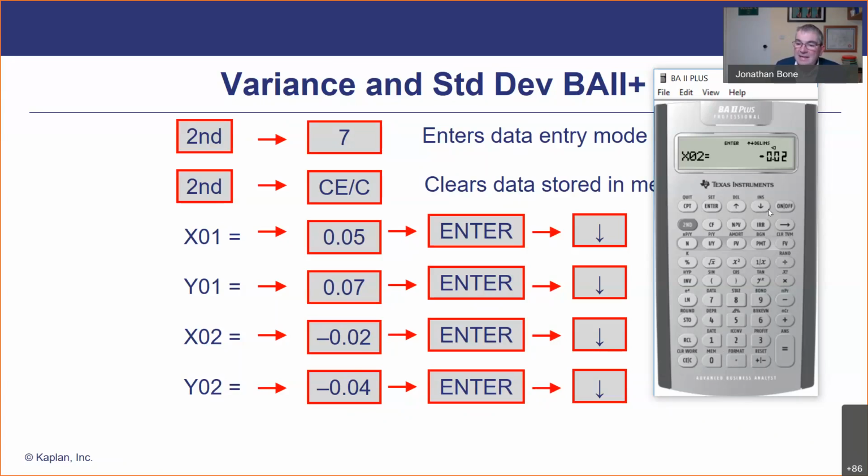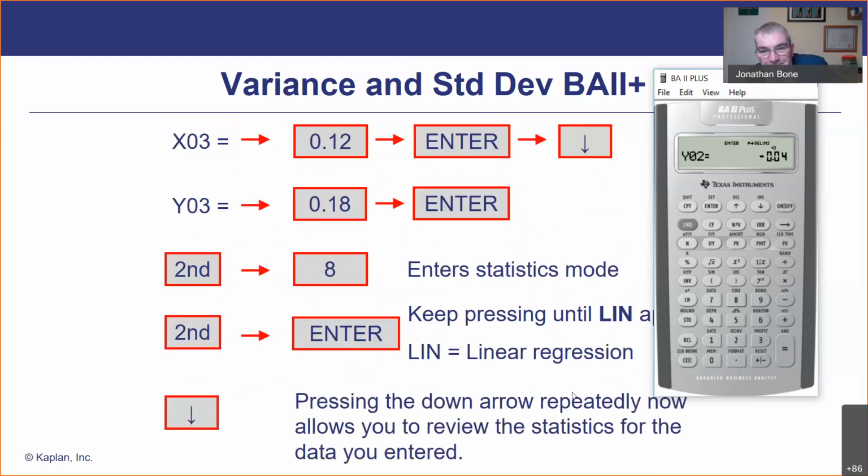Press down again, down arrow again, you get Y02. It's asking you for the second return on asset B, and that was -4%. So 0.04, negative, and enter. Good. Right, okay, now we've got that data in. We can go to our next slide.